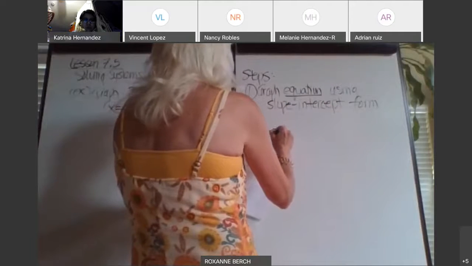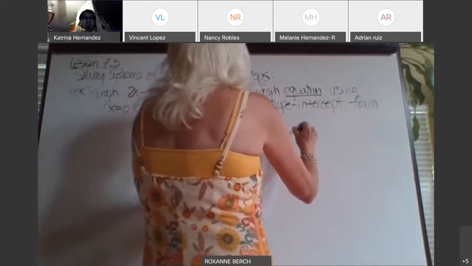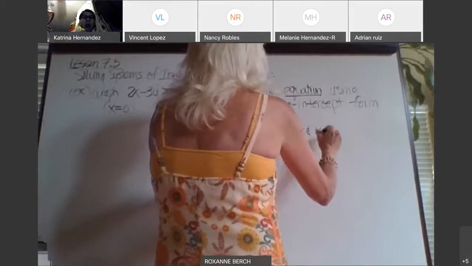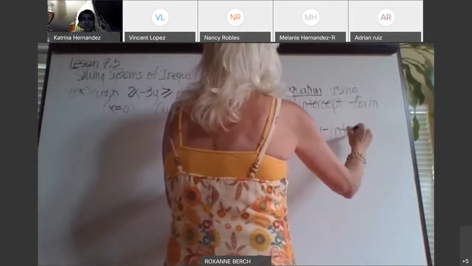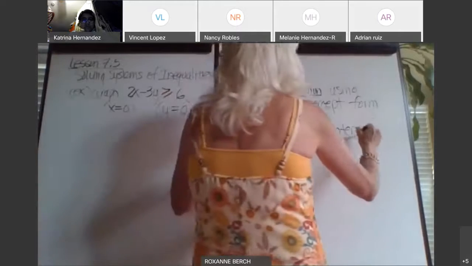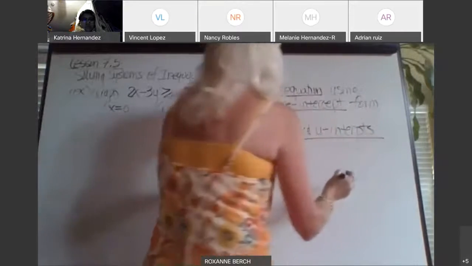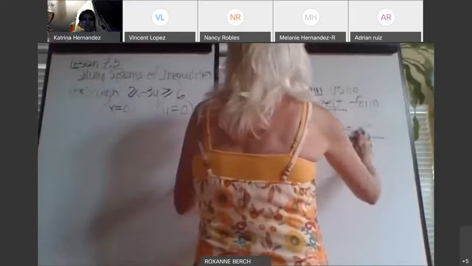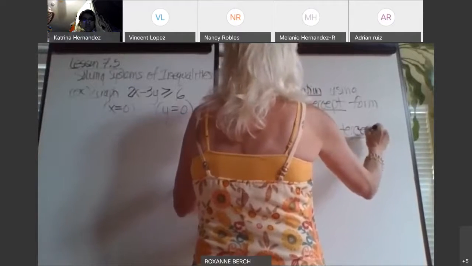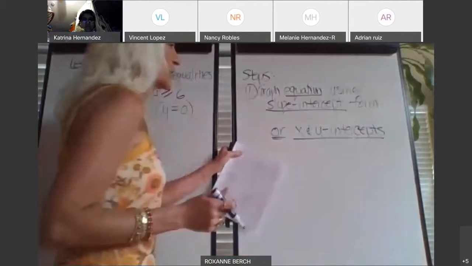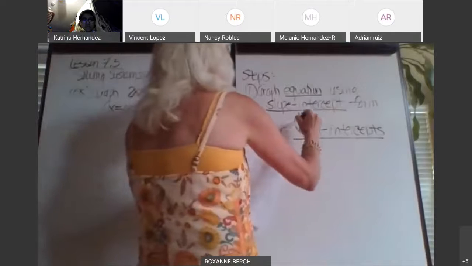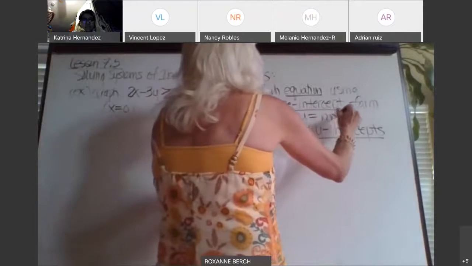Or x and y intercepts. Not intercepts. Intercept. Okay, so let me explain this really quick. Remember slope intercept form was y equals mx plus b.